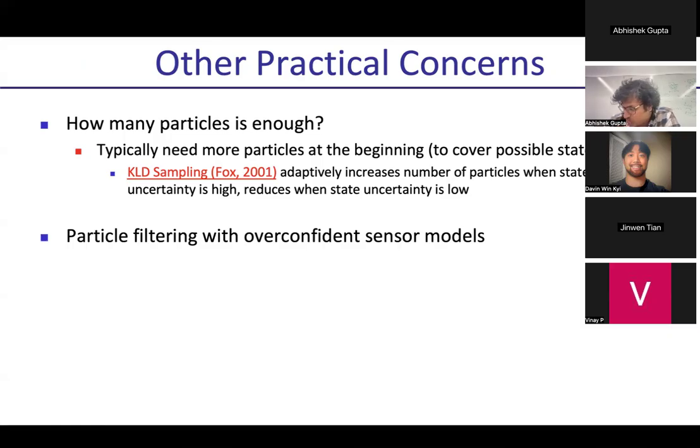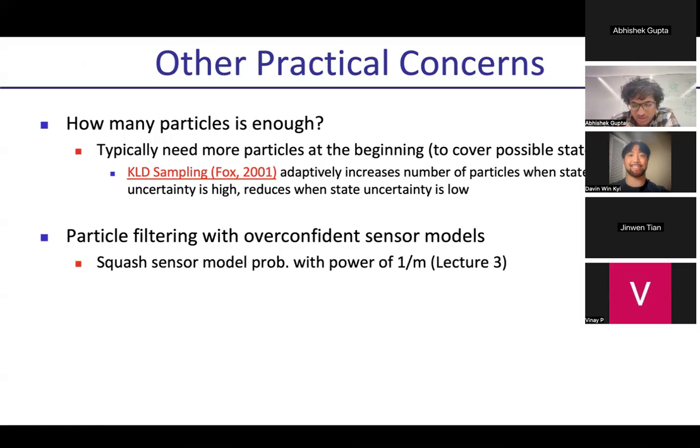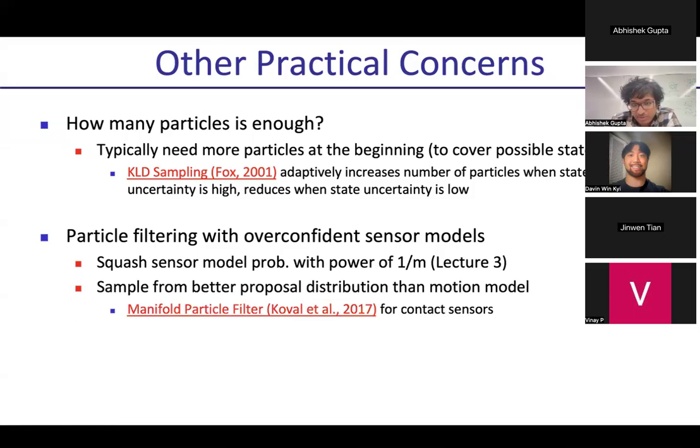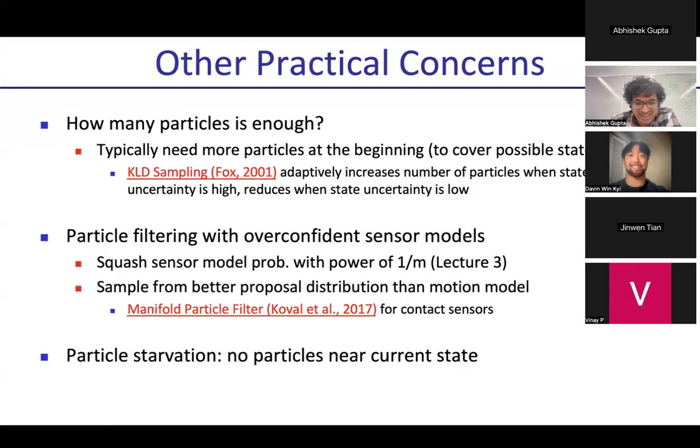You also have issues with overconfident sensor models, right? If you have sensor models that are overconfident, you end up double counting things, so you over index on your sensor measurements. There are ways to deal with this, like artificially squashing your sensor model probability, so you raise it to a power of 1 over m. You can sample from a better proposal distribution. These can help fix your problem.